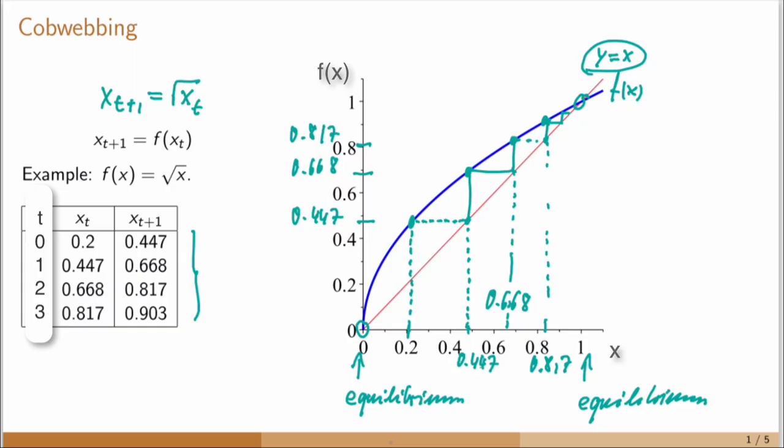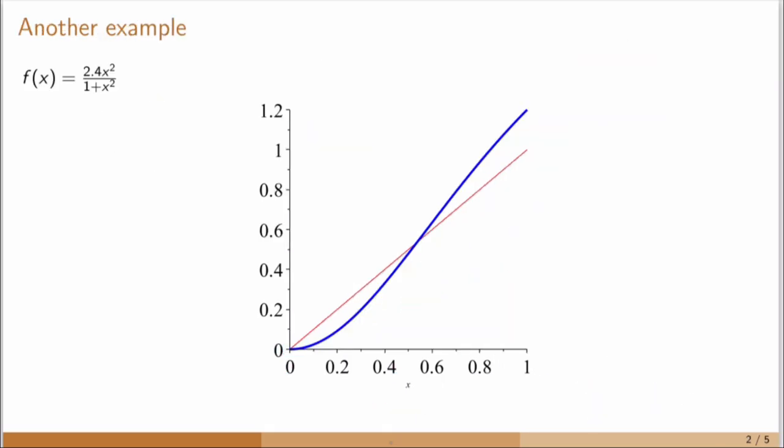And I could have done this without knowing the numbers, right? I could just do it without knowing the numbers. Let's see in the next example. So here we have another example, which is a Hill function, which is commonly used in biology. f of x equals 2.4 x squared divided by 1 plus x squared, and the function is shown here as a graph. And I've shown the diagonal, y equals x, and let's play the game again.